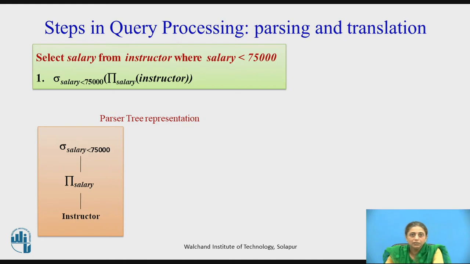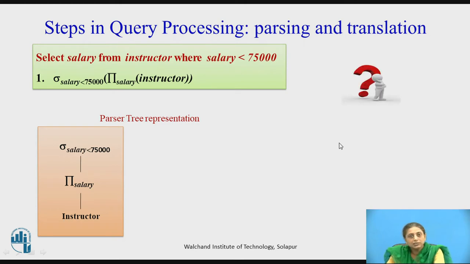Now let us look at an example. This is a query: select salary from instructor where salary is less than 75,000. Here the relation name is instructor, and there is no error in that particular query, so it will be converted into its relational algebra expression. Look at this condition, salary less than 75,000, and projecting salary from the instructor, because we have to check whether salary is less than 75,000 or not. The same will be converted into this parse tree. First, at the leaf node, it will be the relation name, which is instructor. We are projecting salary, as we require only salary, and then we select salary less than 75,000. So this is one evaluation form, or one plan, for this given query.